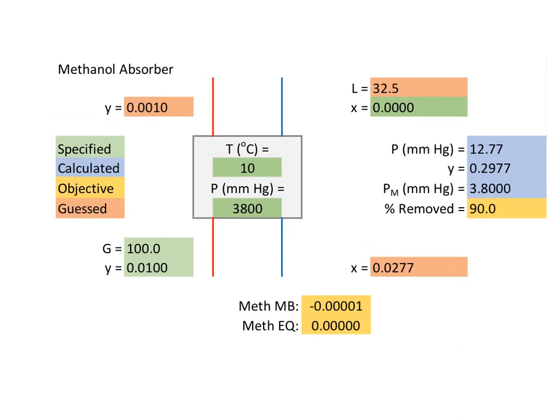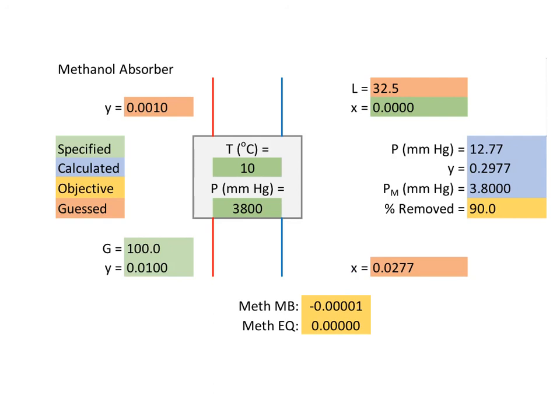Here I've pressed Solver, and Solver changed this value and this value to make my objective functions equal 0, or in this case, the percent removed to be 90. And so what we have is it took a liquid flow rate of 32.5 moles per second to effect a reduction of the methanol in the gas phase of 90%. That 90% of the methanol in the liquid phase flow then results in this composition in the liquid phase.